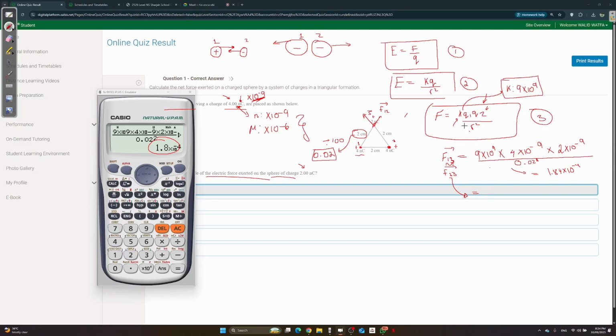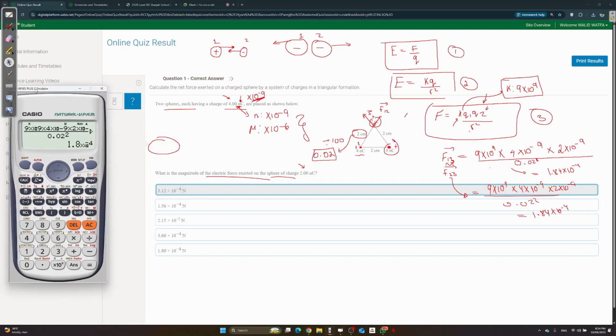What's the formula? Exactly, literally the same equation. Why? Because it's the same thing, with 4 and 2 also. Okay? So 9 times 10 to the 9 times 4 times 10 to the minus 9 times 2 times 10 to the minus 9 over 0.02 squared. So you get 1.84 times 10 to the minus 4.